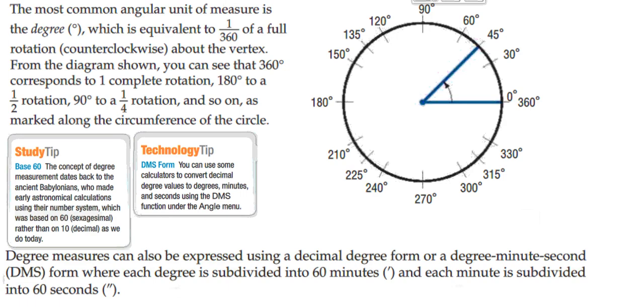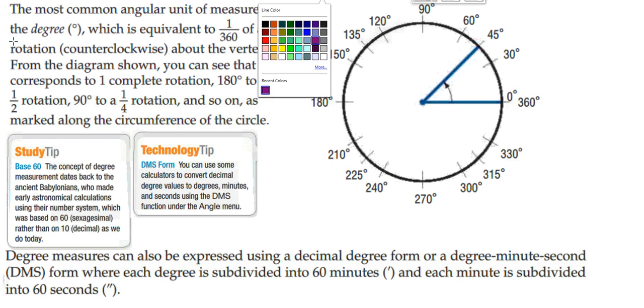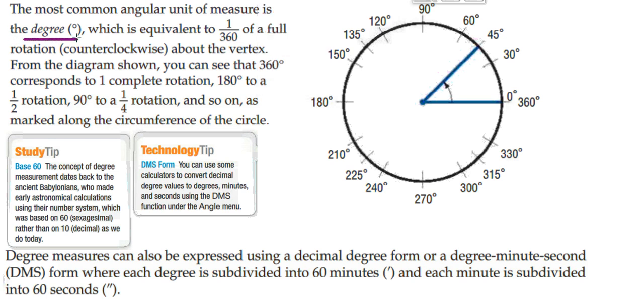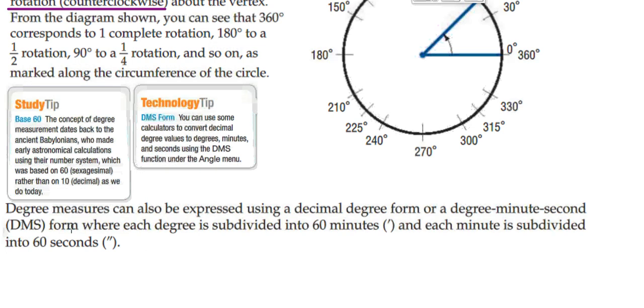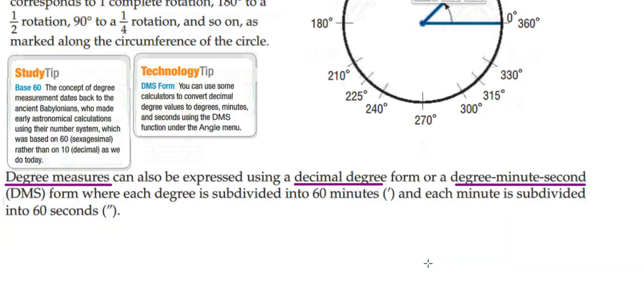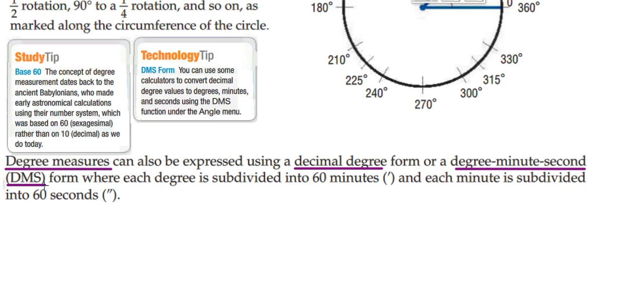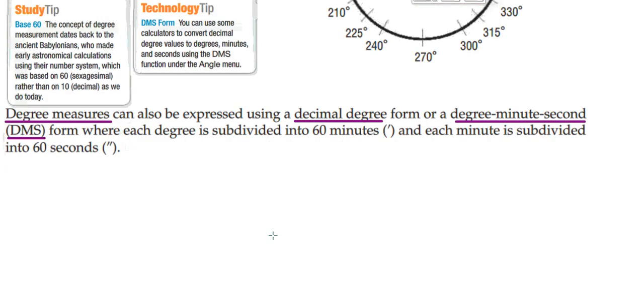We're pretty familiar with the concept of degrees. A degree, which has that little notation there as well, is equivalent to 1/360th of a full rotation. Notice it also says counterclockwise about a vertex, and there's a nice little illustrative picture there as well. Degrees can also be written in several ways. Degree measures can be written as decimal degrees or in degrees, minutes, and seconds, often abbreviated DMS. You can read those notations there as well.